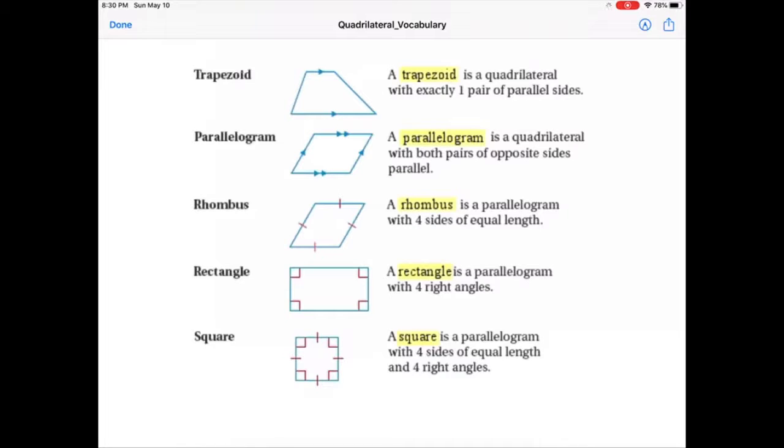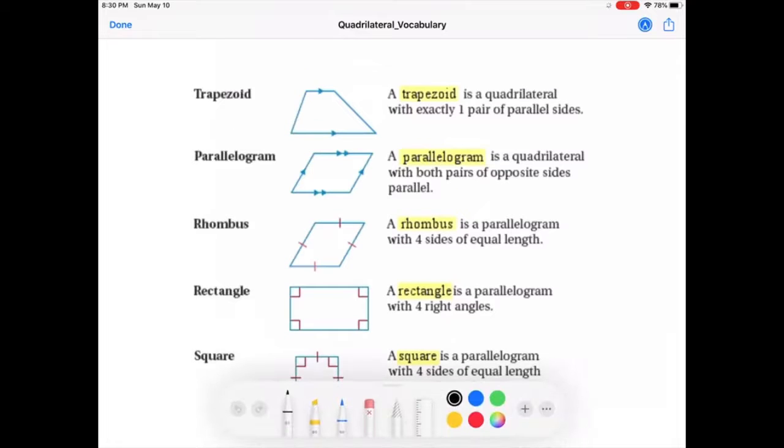What does parallel sides mean? That just means that these lines here. So you got one line on top going one way, one line on the bottom going another way. Those are called parallel because it's two lines that are not touching each other. So a trapezoid, anything that has just one pair of these. So like this. It's got the line one on top, one on the bottom, like that.